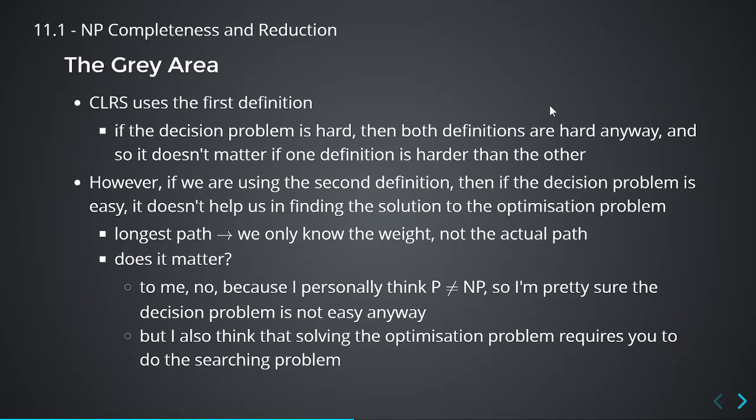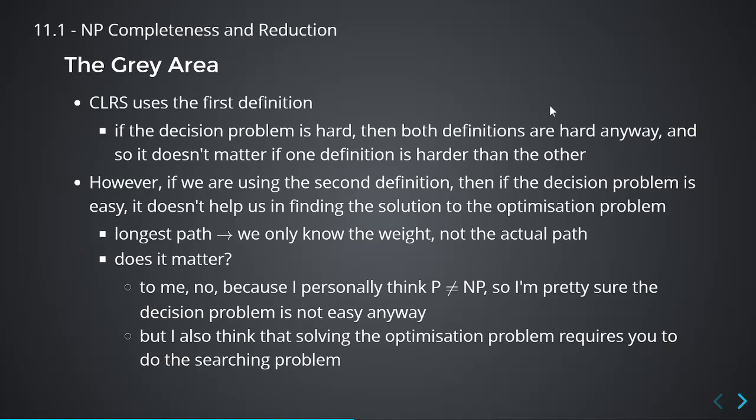When we're talking about P versus NP, even a decision problem is hard anyway. As in, I can't do it in P. So if we can't do the decision problem in P, it doesn't matter if you can't use it to solve the optimization problem, no matter how you define it. It's going to be hard anyway. And of course, if you use the second definition, then what I said earlier was wrong, because you can't use the decision version to solve the optimization version, or at least sometimes you can't.